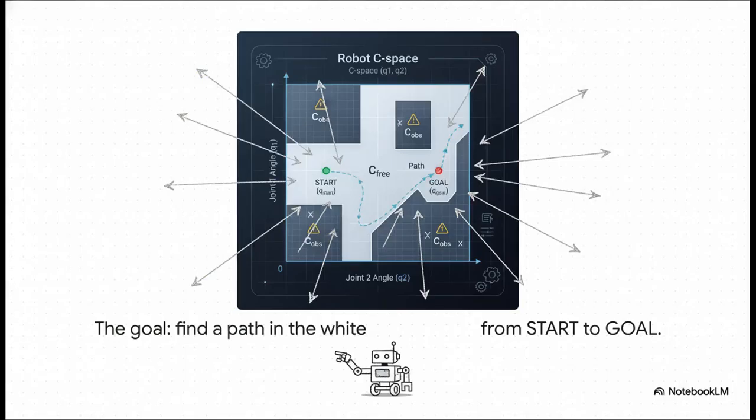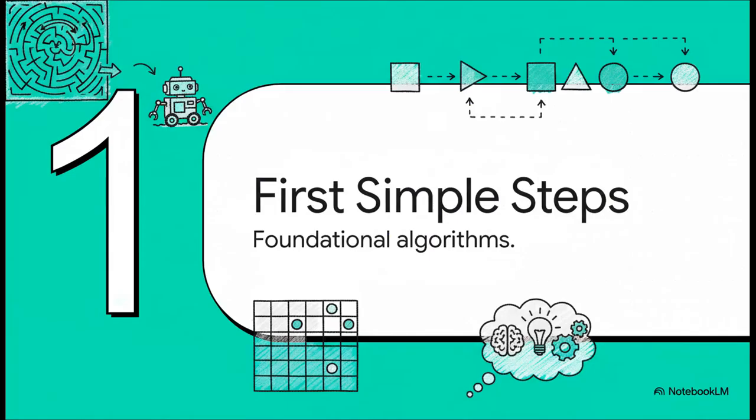This visual right here simplifies the entire, super complex problem. Path planning really just boils down to this: can you find a continuous line from that green start dot to the red goal dot that stays completely inside the white free space? That's it. That's the whole game. So, how did we first teach robots to even play this game? Well, we started with some incredibly simple, really intuitive ideas. So let's take a look at the foundational algorithms that really started it all.